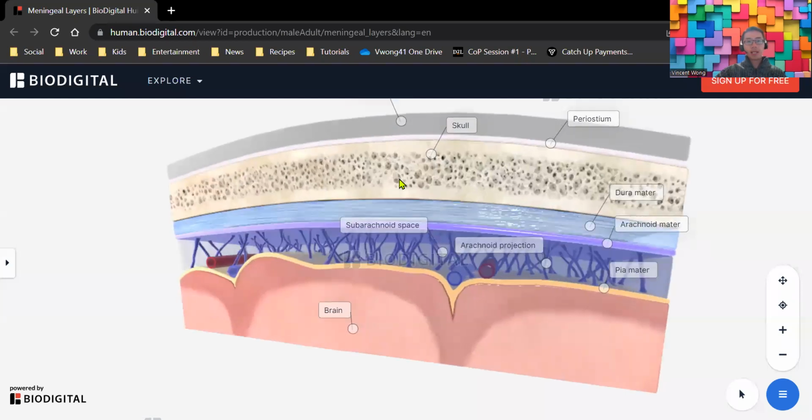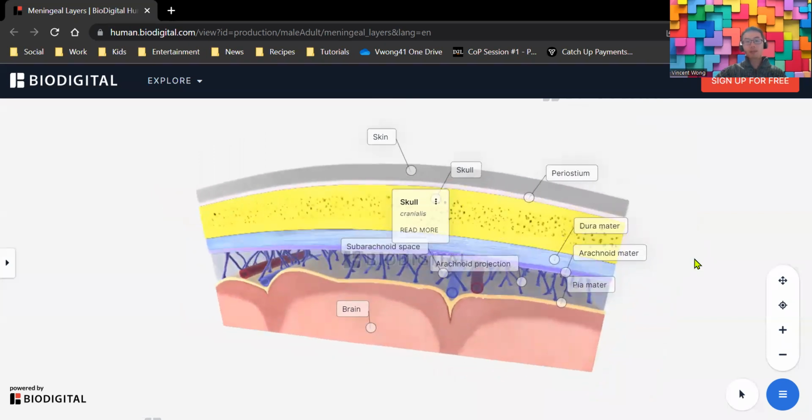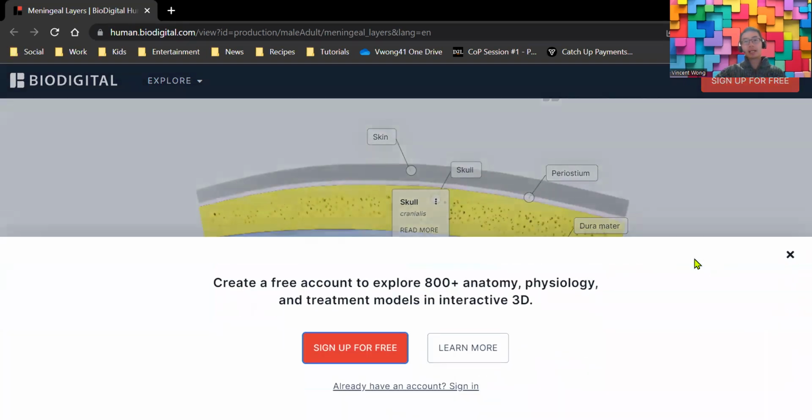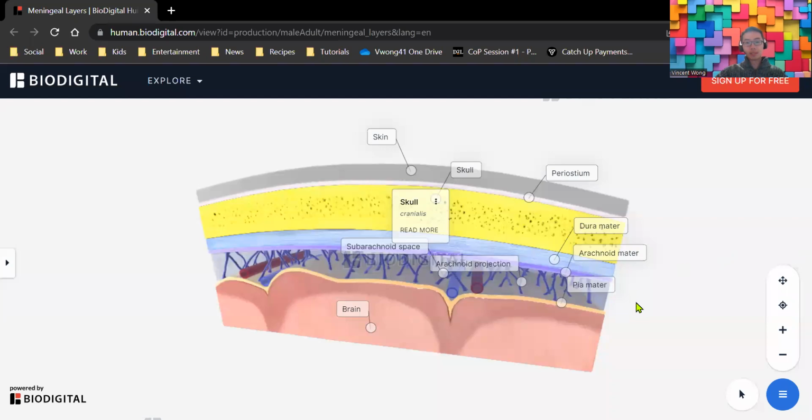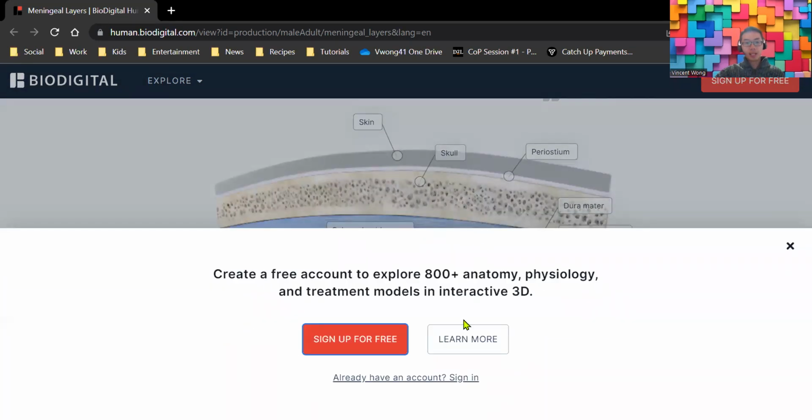Okay, great. So this is the skull, right? The skull right here, which is part of your cranium. The cranium is just the top part of your skull, I guess. And underneath there, we can see the dura mater, the blue layer right here. It's in direct contact with the skull.